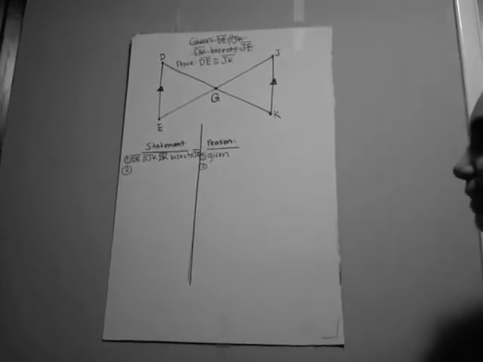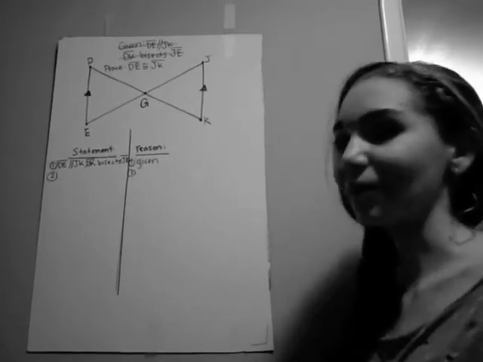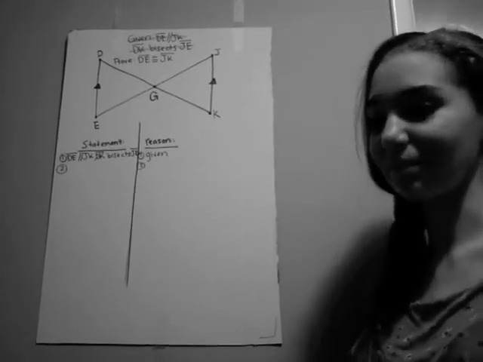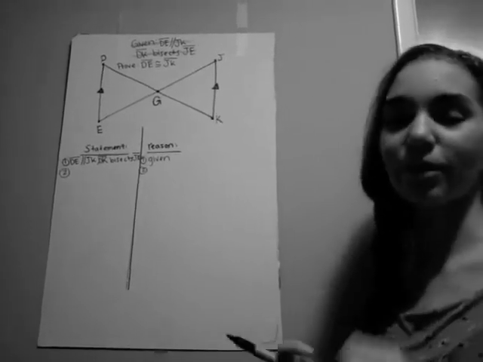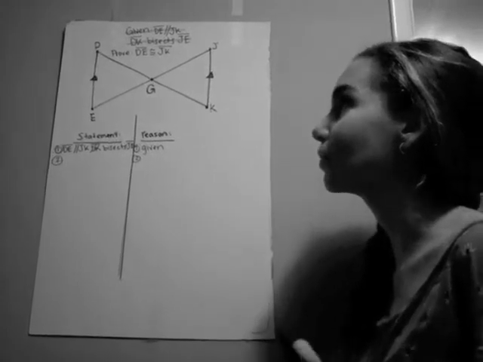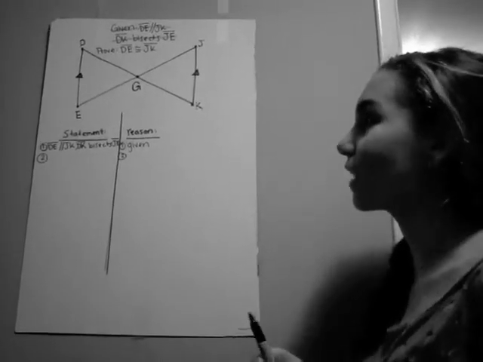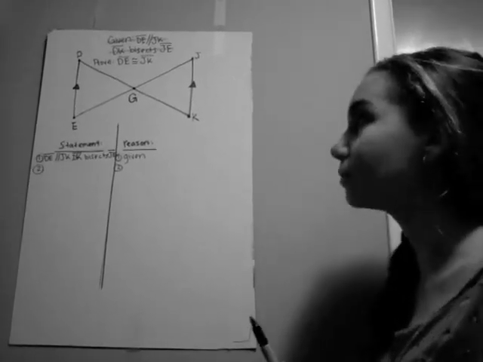Okay, so this is a proof where you have to use CPCTC. CPCTC is corresponding parts of congruent triangles are congruent. And you use CPCTC when you're trying to prove that two segments or two angles are congruent instead of two triangles are congruent.